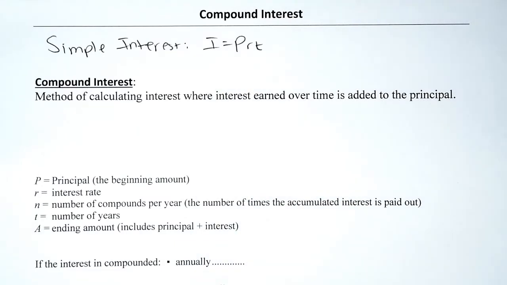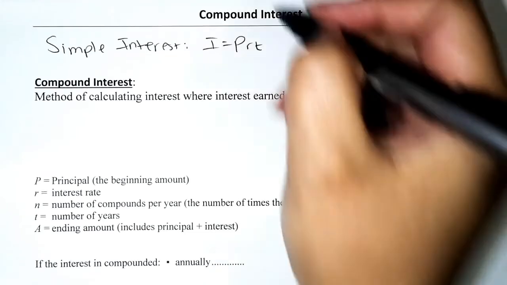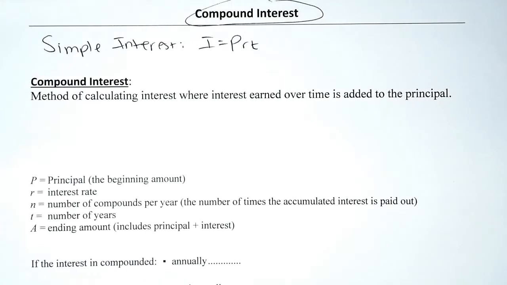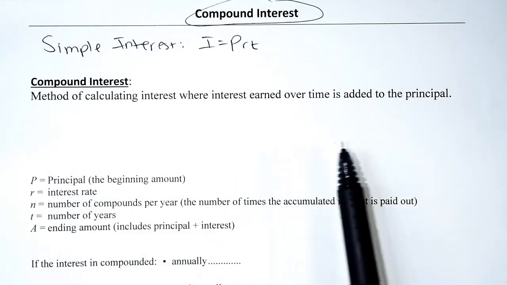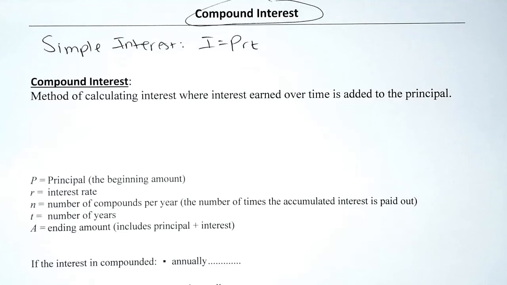So again, today we're going to focus on a different way to calculate interest. We're going to focus on compound interest. The question is, what is compound interest, or what is so special about it? In a nutshell, the cool thing about compound interest is that you earn interest on top of interest. It says: a method of calculating interest where interest earned over time is added to the principal. So again, in short, the cool thing about compound interest is that you earn interest on top of the interest.